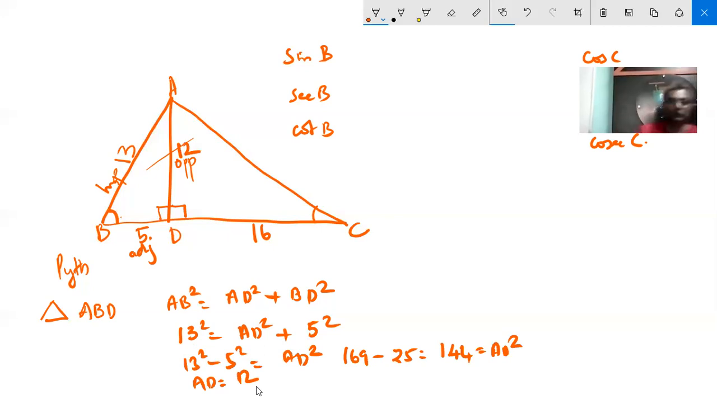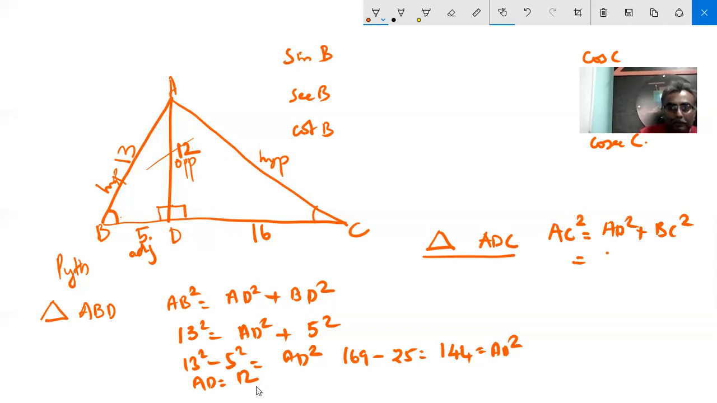Now take triangle ADC. In triangle ADC, the hypotenuse is AC. Opposite side? AD. AD is still opposite. Adjacent side? DC. Very good. Now again apply the Pythagoras theorem here. AC squared is equal to AD squared plus DC squared. Very good.